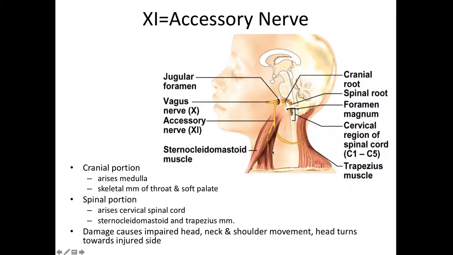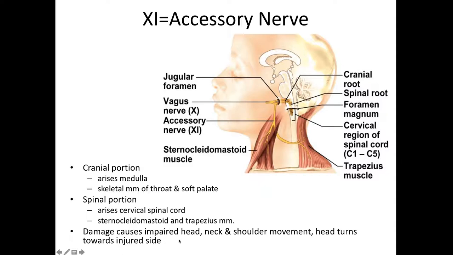The accessory nerve, note here it comes through the jugular foramen, so there's a reason we taught you all those skull foramina last term. The accessory nerve emerges from the jugular foramen. The cranial portion of it arises from the medulla, and that innervates the skeletal muscles of the throat and soft palate. The spinal portion arises from the C-spine, a little bit lower, and this innervates the sternocleidomastoid and trapezius muscles. Here is the SCM, and here is the branch that innervates the trapezius.